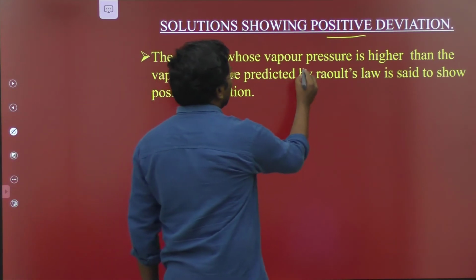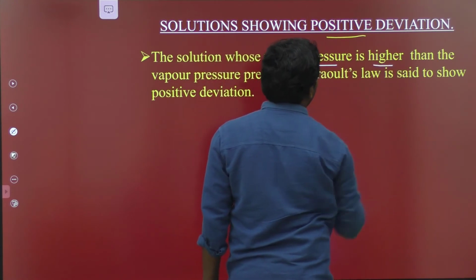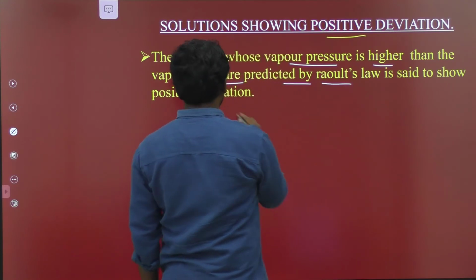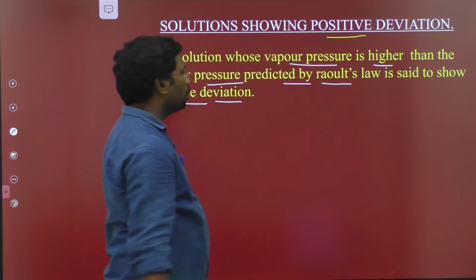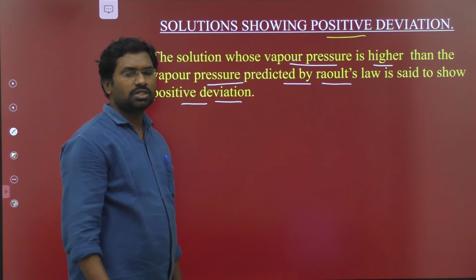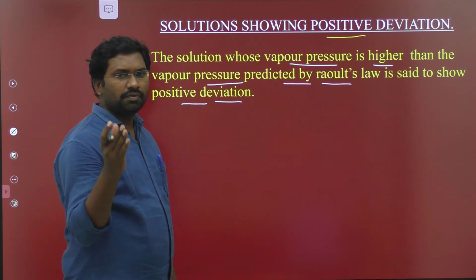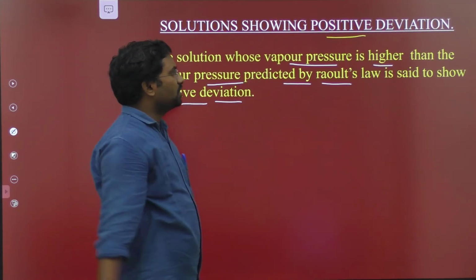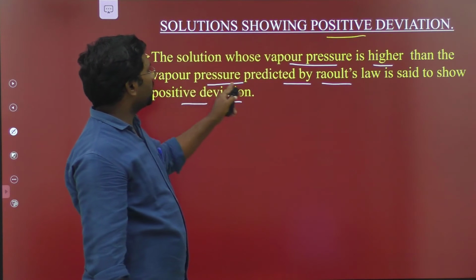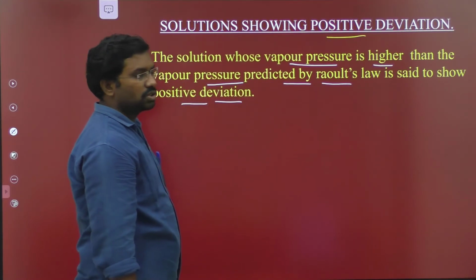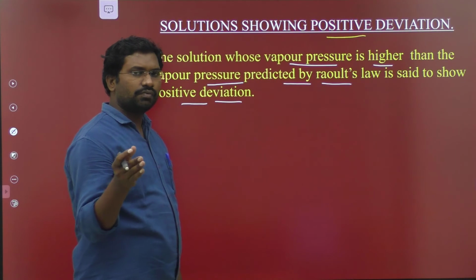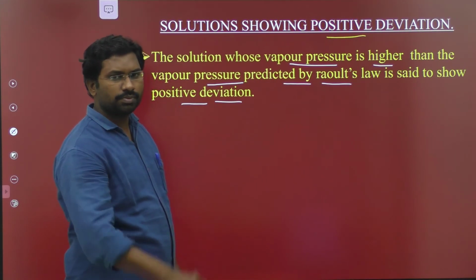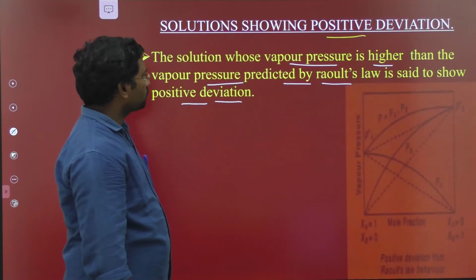A solution whose vapor pressure is higher than the vapor pressure predicted by Raoult's law shows positive deviation. This is a very important condition if the given solution exhibits positive deviation. The vapor pressure of the solution is higher than that predicted by Raoult's law, then the solution exhibits positive deviation.